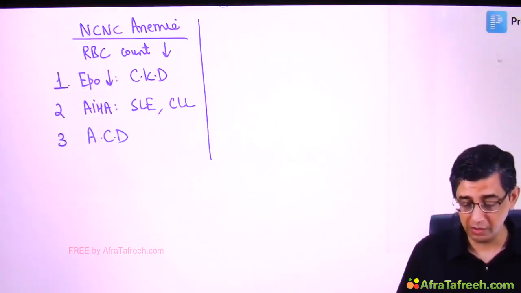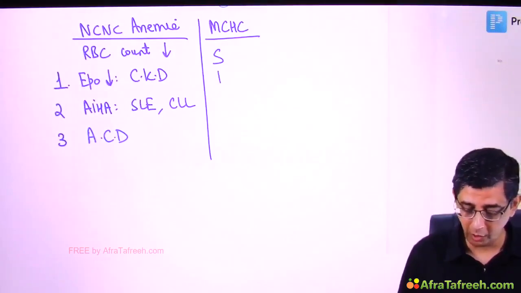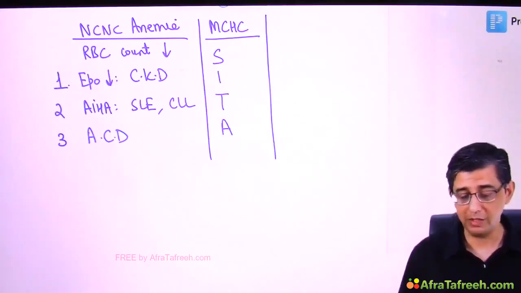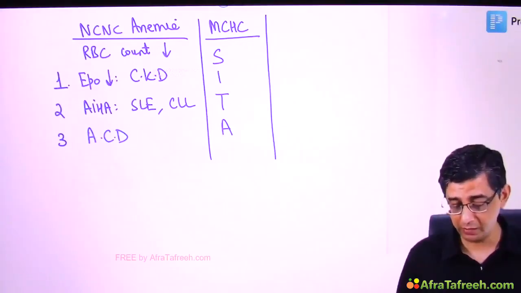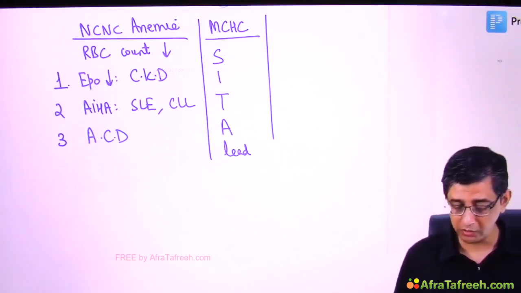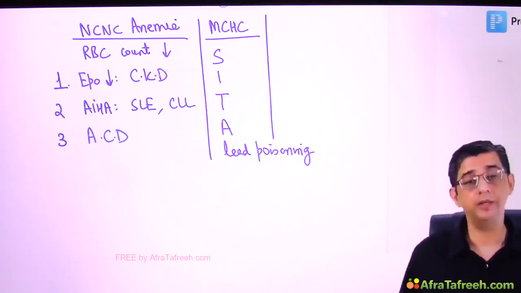In contrast, if he asks what are the causes of microcytic hypochromic, then you know this from pathology. I'll not write the causes, I'll just mention the mnemonic SITA, that is sideroblastic anemia, iron deficiency, thalassemia, anemia of chronic disease, and including lead poisoning as well. So I'm just writing SITA here. Lead poisoning can be written. Though lead poisoning is one of the causes of sideroblastic anemia, in an MCQ, just to increase the choices, he can write that.